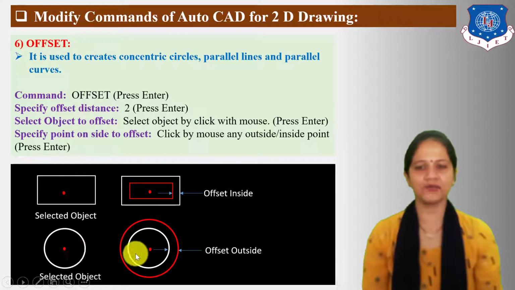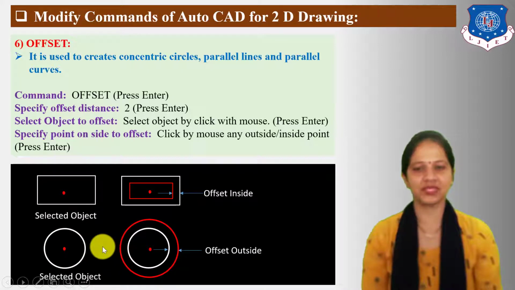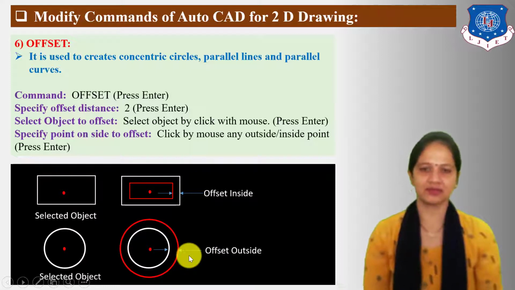Here you can see, if you want to draw a concentric circle outside the existing circle, then you need to specify the point on side of offset outside the selected object, and the distance between these two circles you can take of any size. Here this distance indicates offset outside distance.